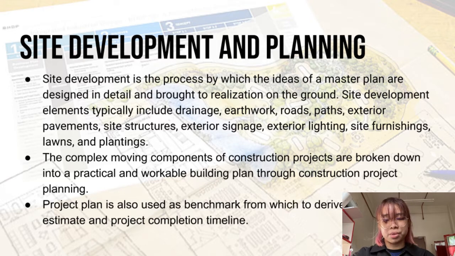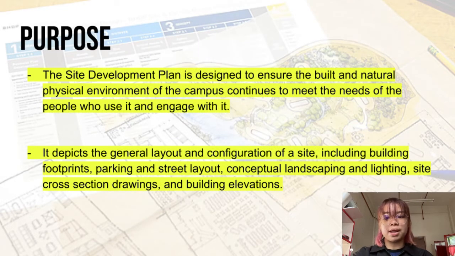The complex moving components of construction projects are broken down into a practical and workable building plan through construction project planning. The project plan is also used as a benchmark from which to derive a project cost estimate and project completion timeline. The purpose of site development and planning is to ensure the built and natural physical environment of the area continues to meet the needs of the people who use it and engage with it. It depicts the general layout and configuration of a site, including building footprints, parking and street layout, conceptual landscaping and lighting, site cross-section drawings, and building elevation.